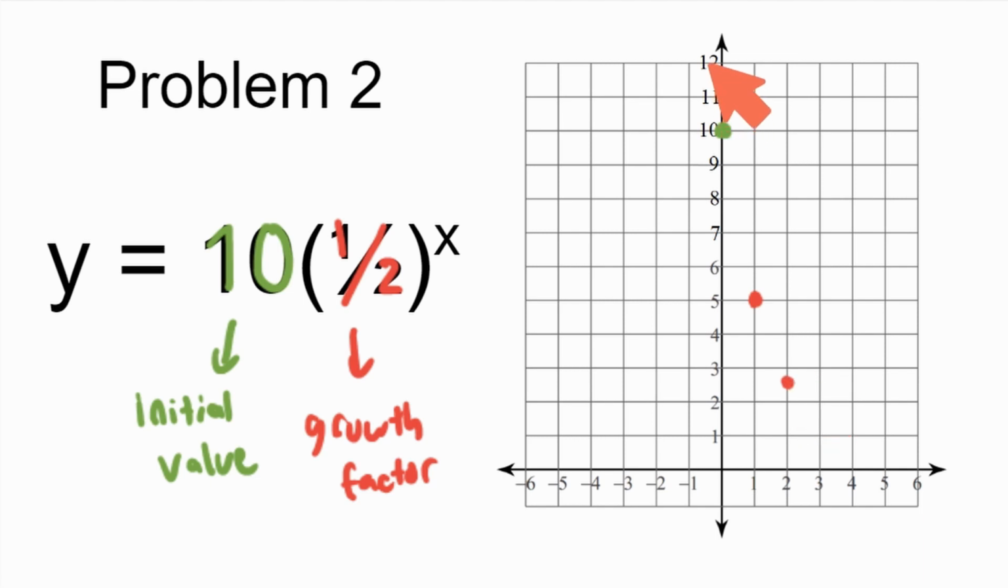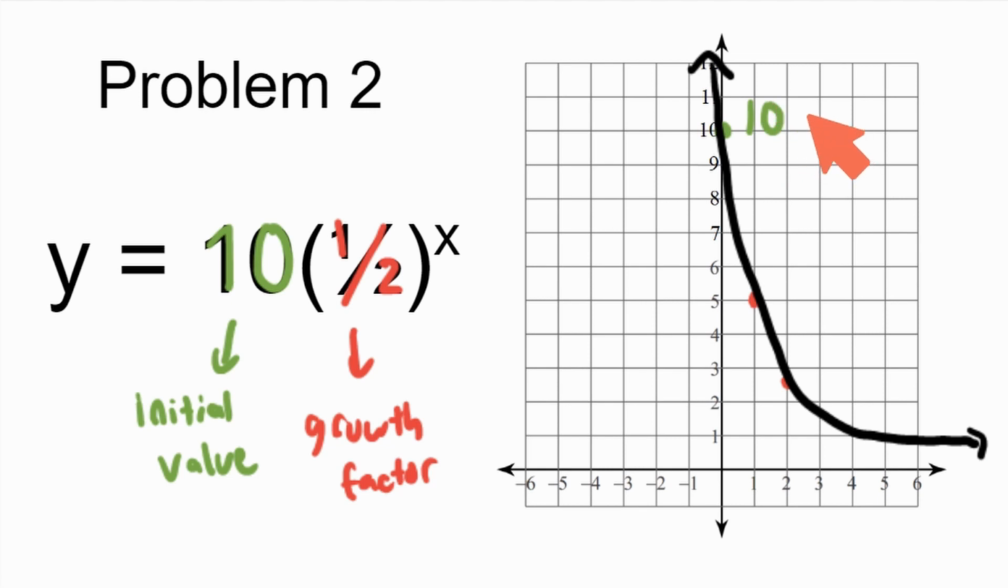Now that we have our points, we can go ahead and draw a curve through these dots. And this is going to be the graph for our exponential equation. Notice that we have a starting point, or initial value, at 10. And as I move forward, each point is going to be half as tall as it was before. Times a half, times a half.